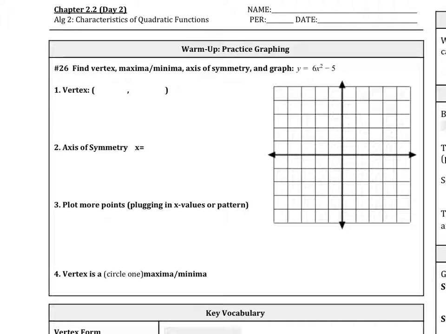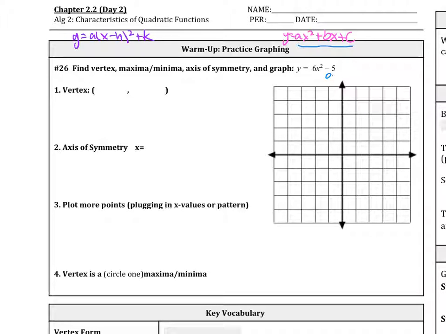So we have to identify what type of form this is in. Is it in vertex form or is it in standard form? Remember that vertex form is y equals a times x minus h squared plus k. And the standard form is y equals ax squared plus bx plus c. So it just depends on how you see it. Now looking at this, we have 6x squared minus 5. We are missing something here. If you're thinking it's standard form, we can go with standard form.